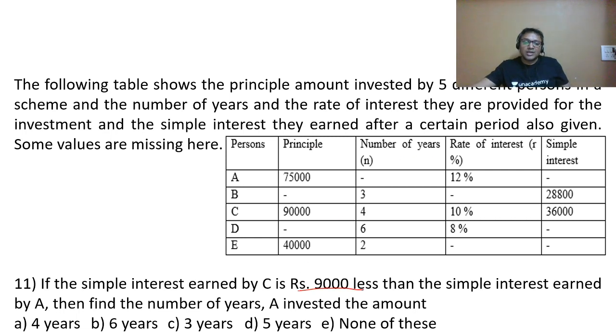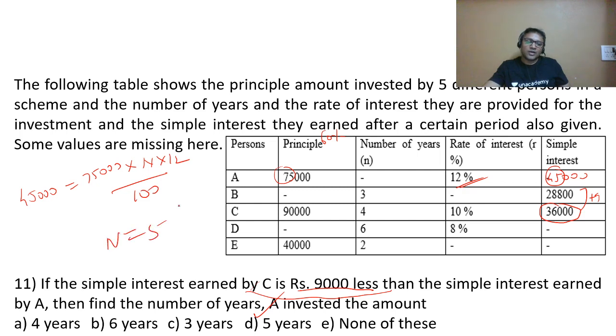So C is 9,000 less than A. So C is 36,000, so A will be 45,000, 9,000 more. Yes. So you can again use PNR upon 100, or you can make out that 45 upon 75 is 60%. So 12% every year. To get 60%, you require 5 years. Either you can do 45,000 is equal to 75,000 into n into 12 upon 100. You will get n equal to 5. Or you can directly make 45 out of 75 is 60%, and 12% for 1 year, so 60% will give you 5 years.